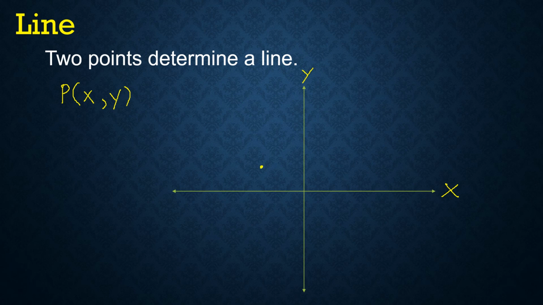So if you have point A here with coordinates x sub 1, y sub 1, and you have another point, let's say point B, and it has coordinates x sub 2 and y sub 2, they don't have the same subscripts, because what I'm trying to illustrate here is that the coordinates are not the same. So if you connect these 2 points, then you are able to form a line. So that is the definition of a line in analytic geometry.